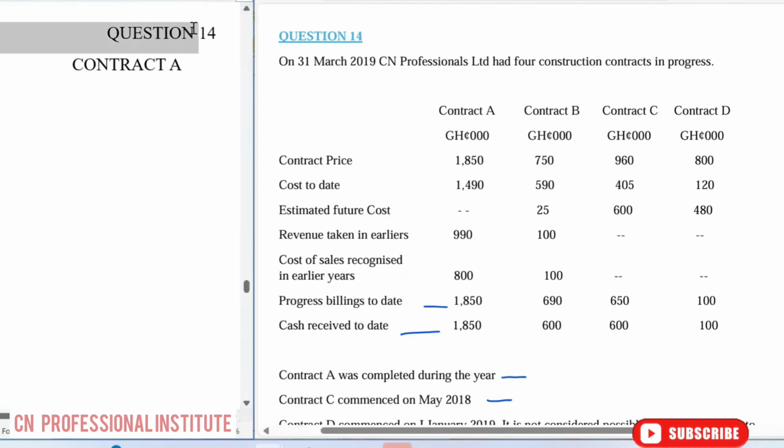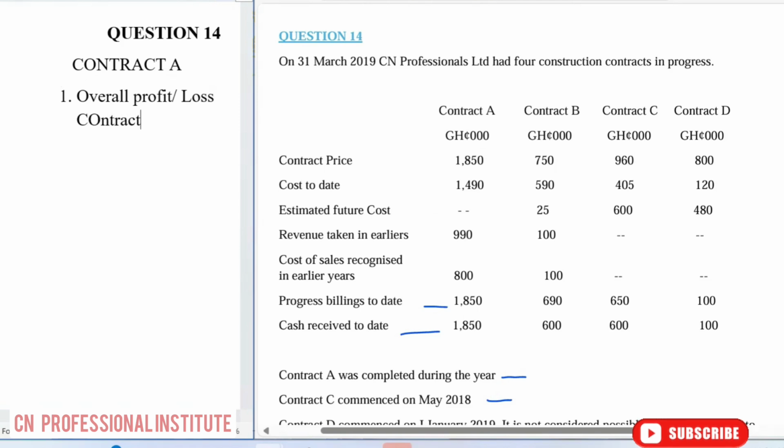So we are going to follow the processes we've learned. We said the first step is we have to determine whether there's overall profit or loss. That's the onerous contract check. So we have to check if there's overall profit or loss. How do we get the overall profit or loss? We pick the contract price and we compare it with the total cost.